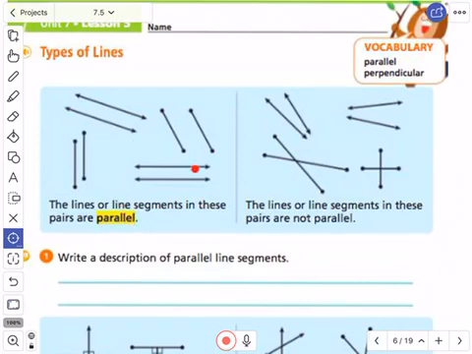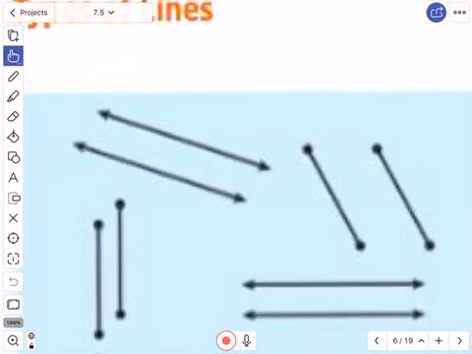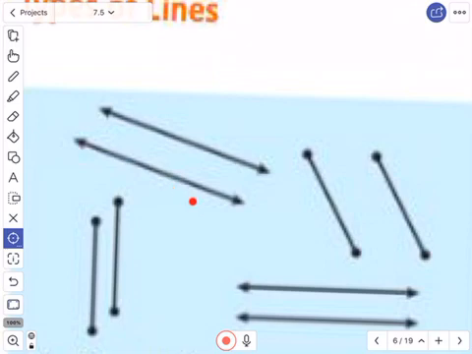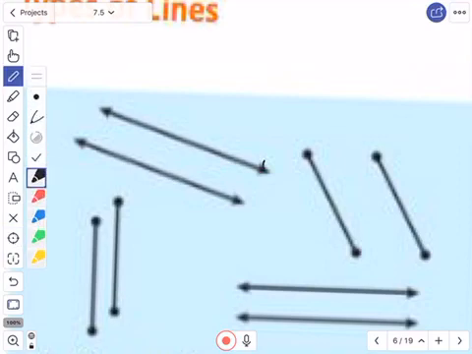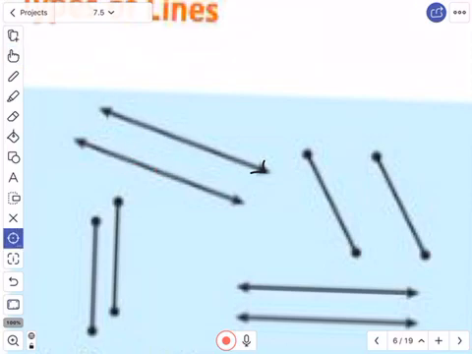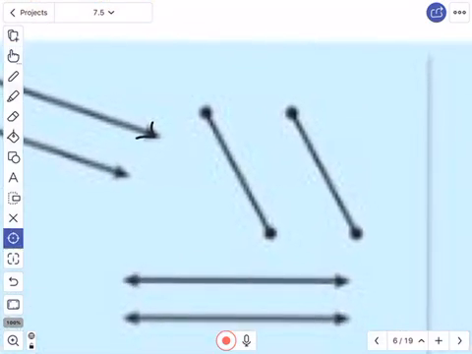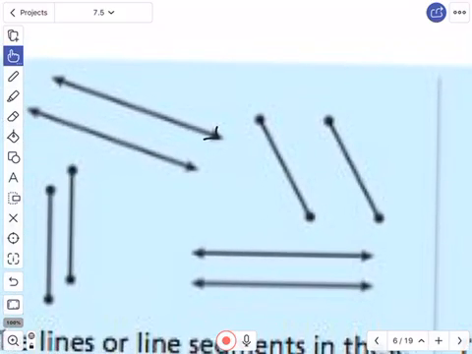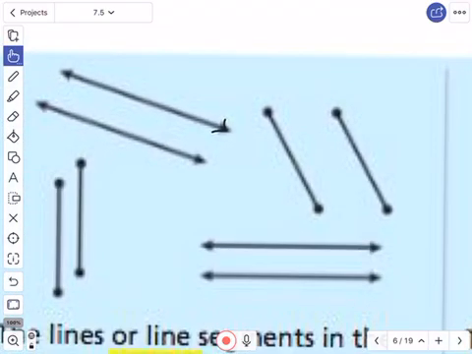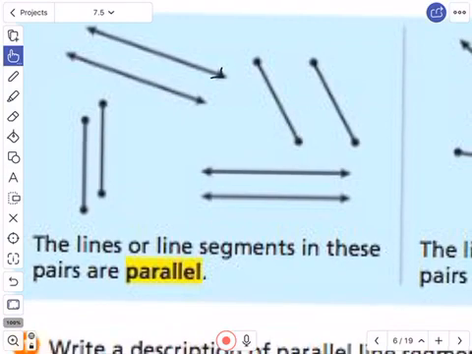If you remember, for a parallel line, you can have either lines or line segments. A line can go in either direction forever. You can always tell because it has those arrows right there. Those two lines will never touch. A line segment is just a piece of a line, and you can tell it's a line segment because it has these dots at the end. But again, either lines or line segments that will never ever touch are called parallel.